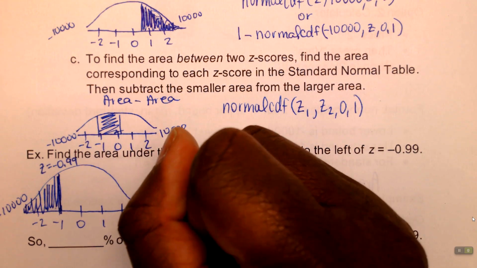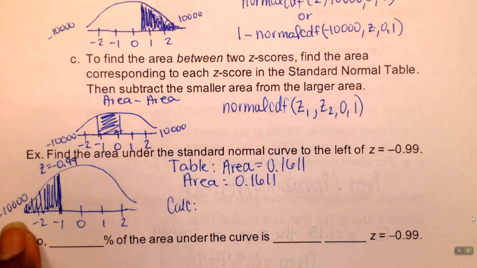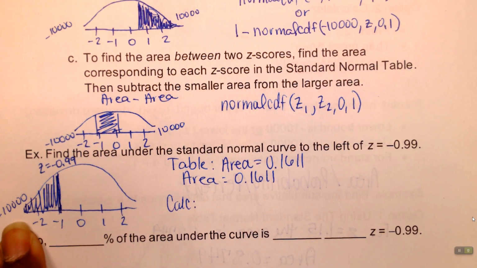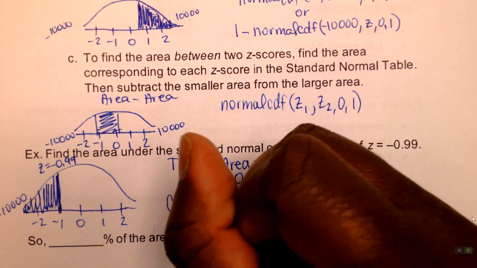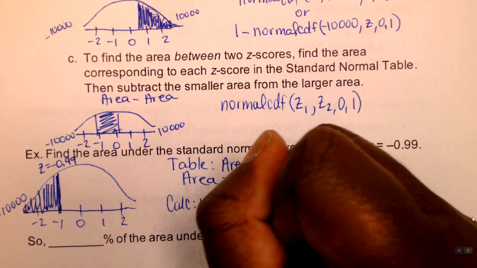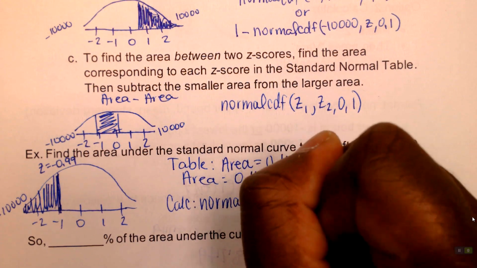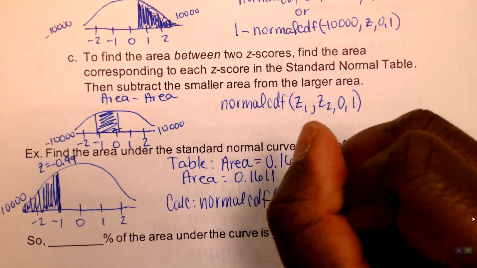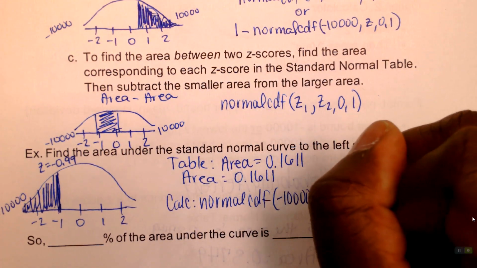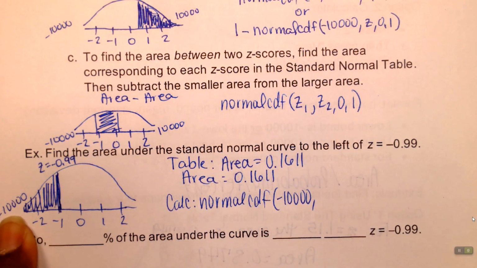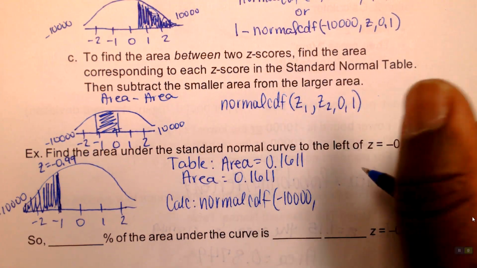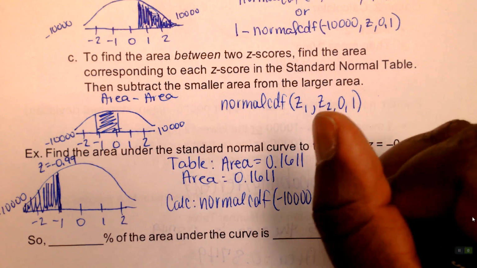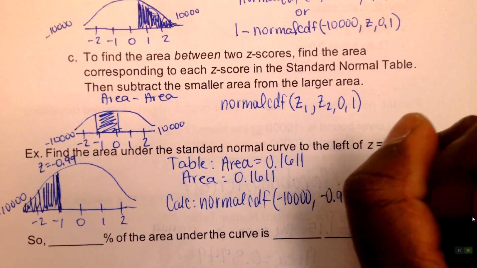For the calculator, I drew my graph. So I have normal CDF. Remember, we don't use PDF. Negative 10,000. That's the lowest my calculator's going to go. Or negative 1E99. All the way up to z equals negative 0.99. And then 0, 1.